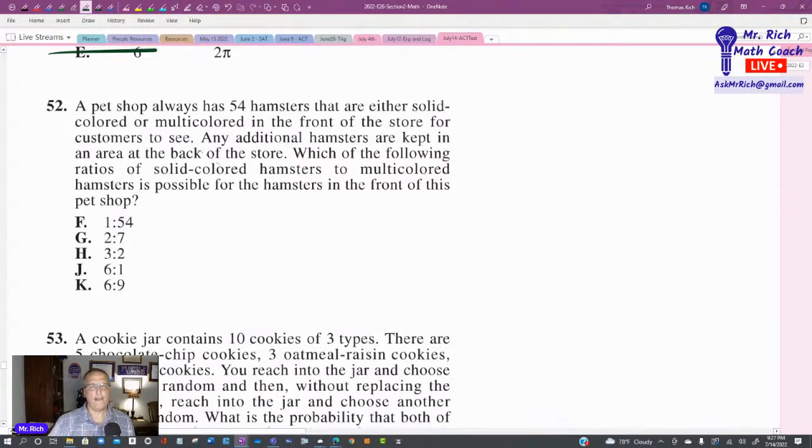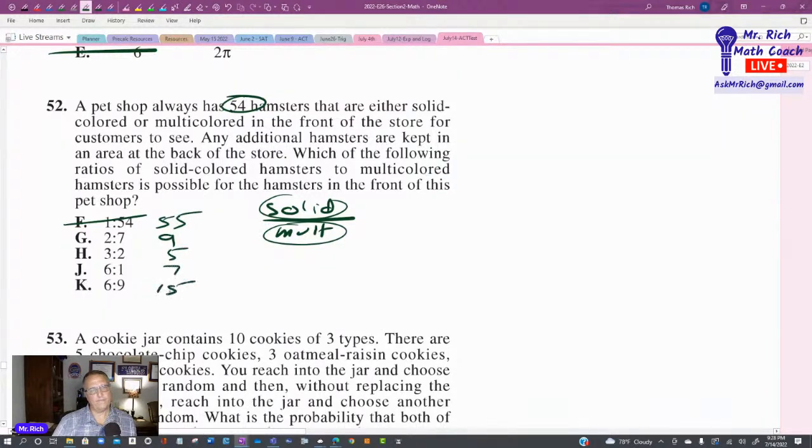Okay, well, if we're doing a ratio of solid to multicolored, the sum of the numerator and denominator has to be able to divide into 54. Okay, so I don't like this. That's 55. That's 9. That's 5. That's 7. That's 15. I think that this would be a possibility. That's 9 divides into 54. Okay, so I'm going to go with that.